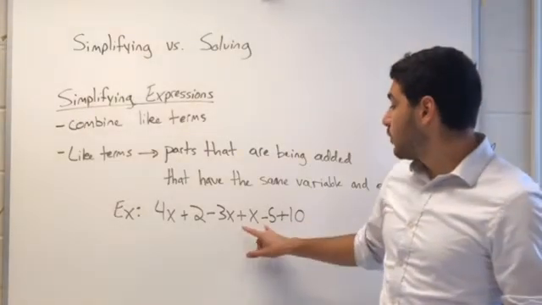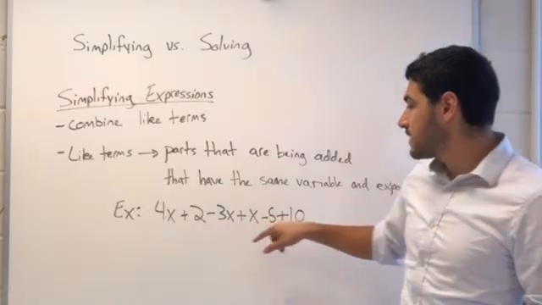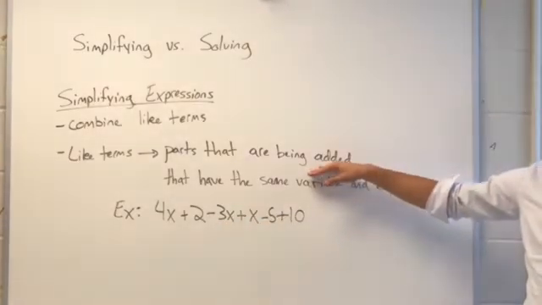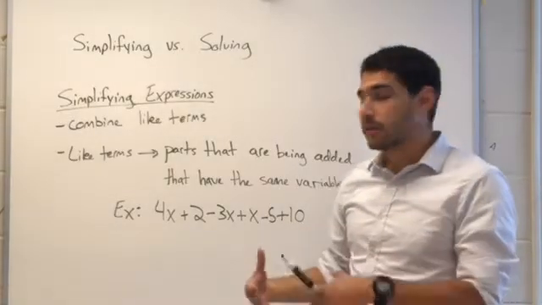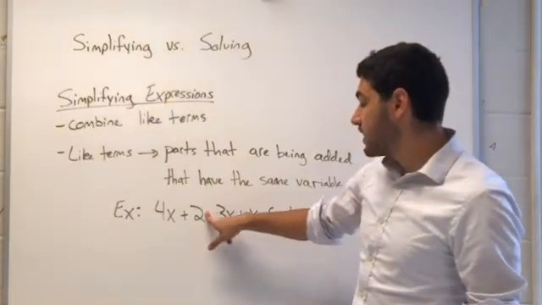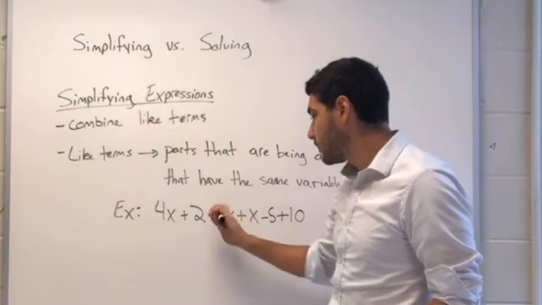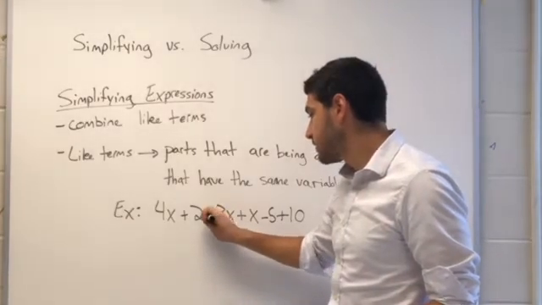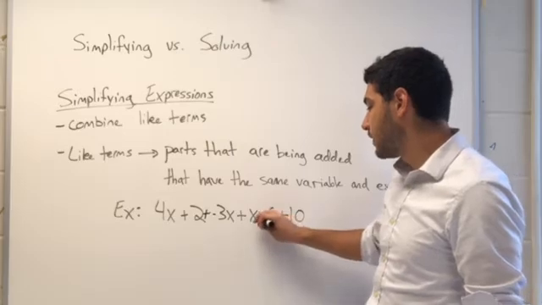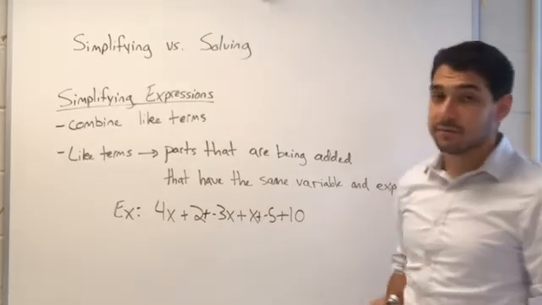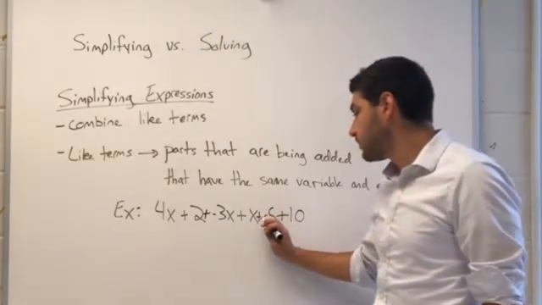Now, when you have subtraction, that still counts, even though it says being added, because subtracting a number is the same thing as adding a negative. So I could rewrite this, instead of saying minus 3x, I could write this as plus negative 3x. Instead of writing minus 5, I can write this as plus negative 5. So these are still different terms.